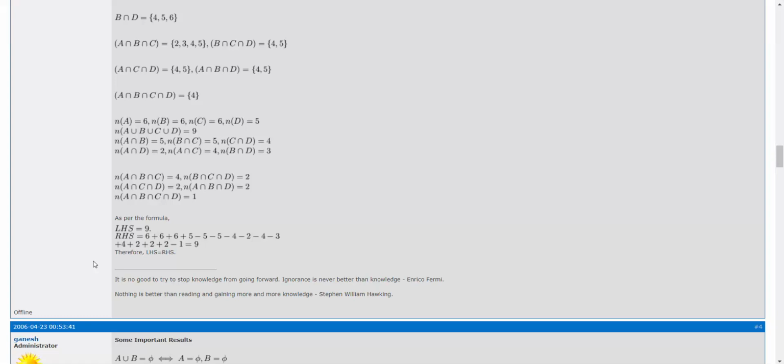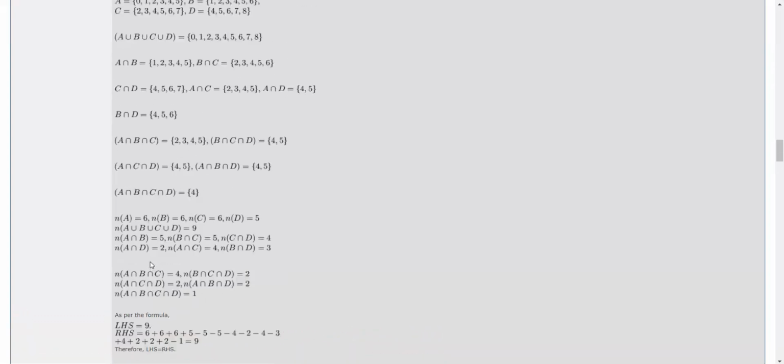LHS, RHS. Left hand side, right hand side. Yeah, so the formula here is basically saying the number of elements of A plus the number of elements of C. But this is for the union.